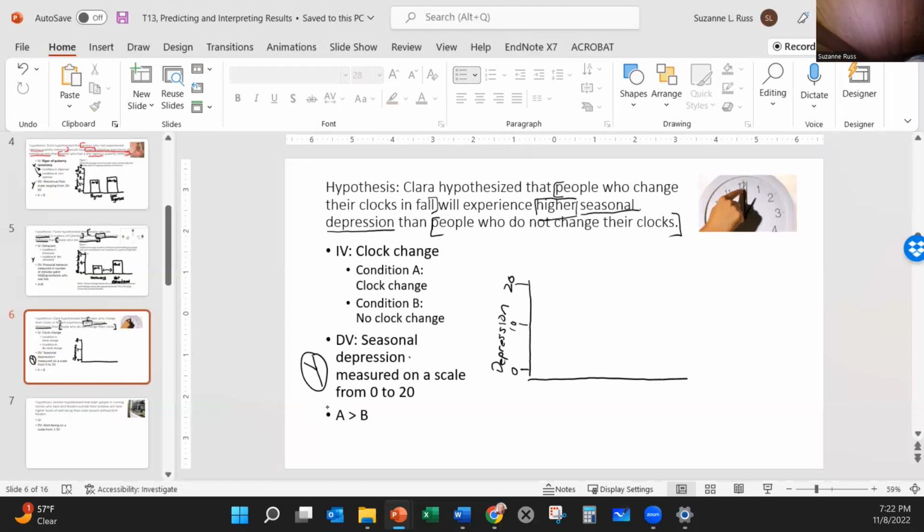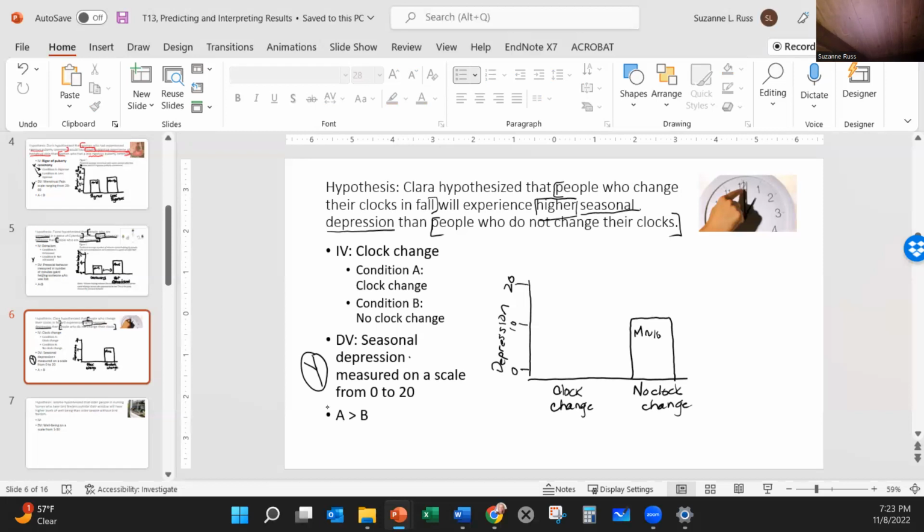On the x-axis, let's put our two conditions, clock change and no clock change. I think that's pretty clear. And so I think that the level of depression for a typical person might be around 10. I'll put this under no clock change. Nice wide bar, and I'll write the mean is approximately 10.